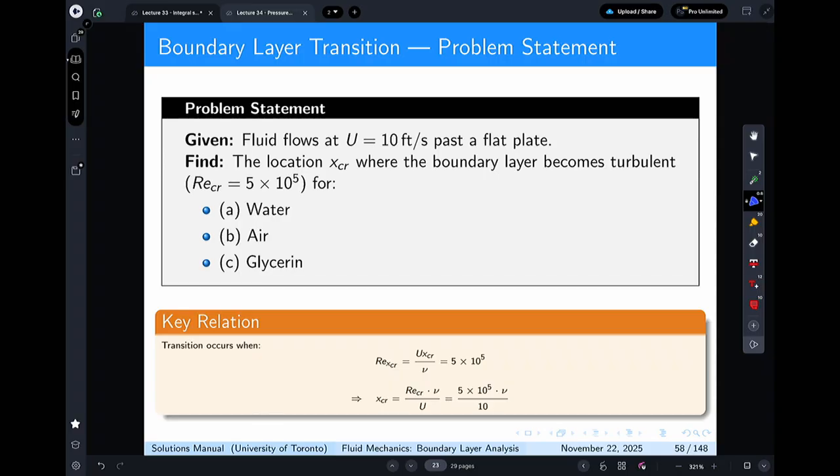So I have fluid flow along a flat plate, and I want the location where the boundary layer becomes turbulent. Reynolds number critical is 500,000, for air, water, glycerin. And so transition will occur at the x location if we take the Reynolds number, u times x over nu, and we can just rewrite it as 5 times 10 to the 5th divided by 10, or 5 times 10 to the 4th times nu.